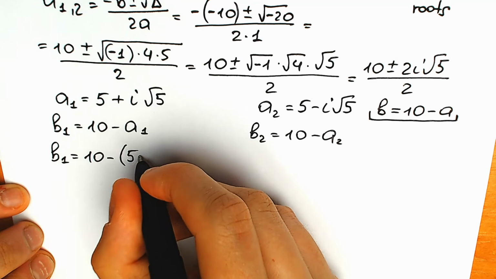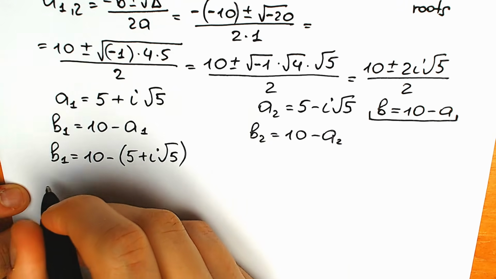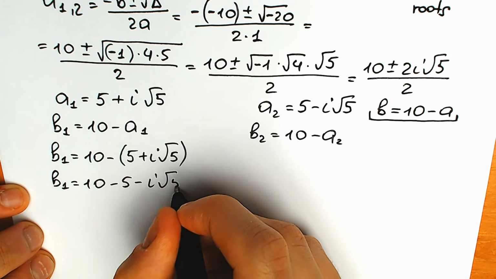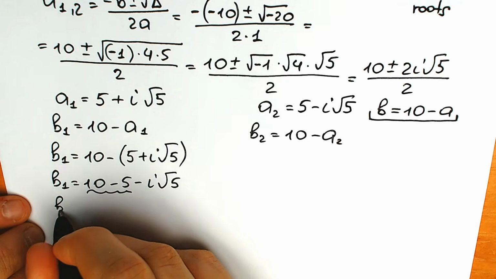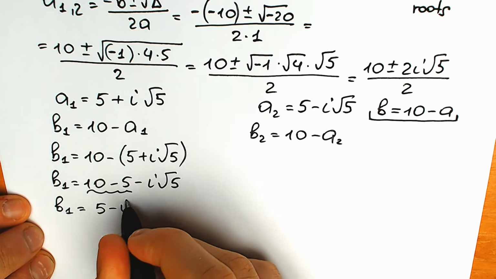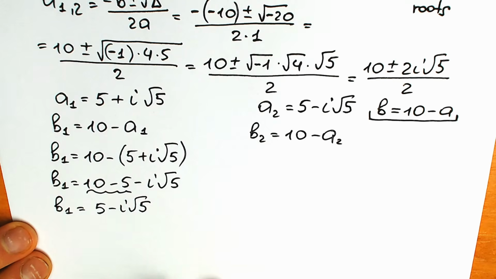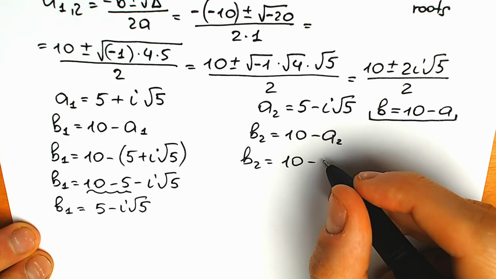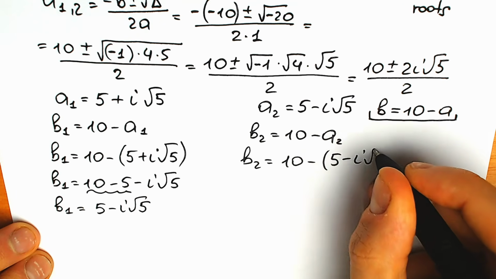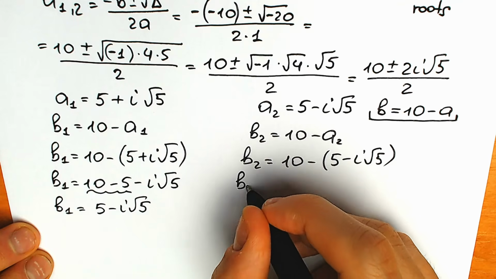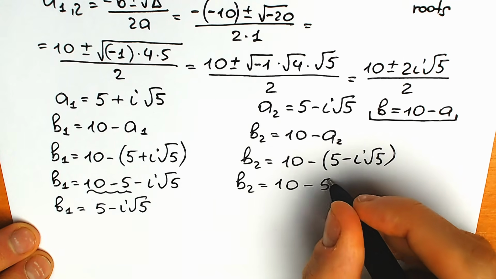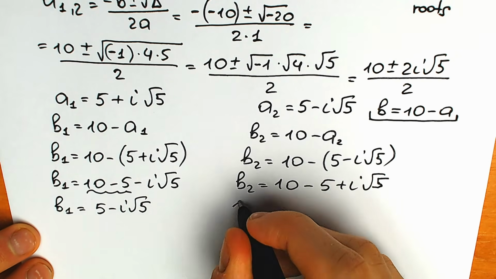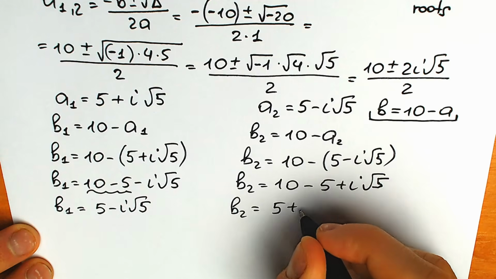This one, 5 plus I square root of 5. b first equal to 10 minus 5 minus I square root of 5. 10 minus 5 equal to 5, so b first equal to 5 minus I square root of 5. Okay, and b second equal to 10 minus a second. So we have symmetrical roots. We have b second equal to 10 minus 5 plus I square root of 5. So b second from here equal to 5 plus I square root of 5.